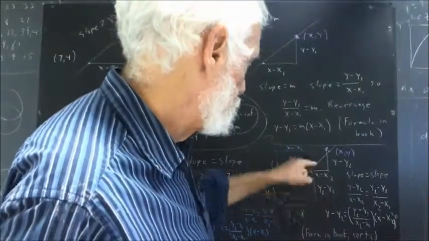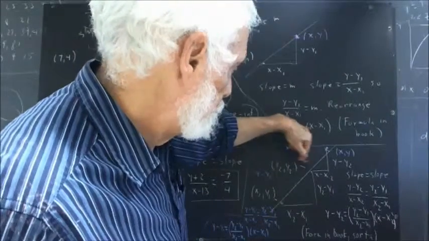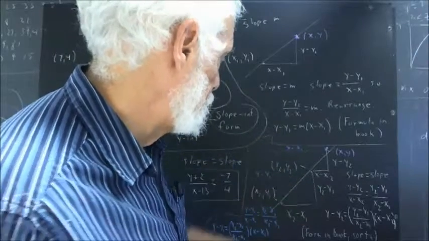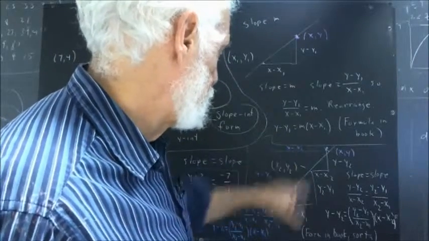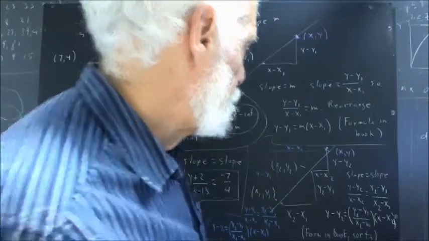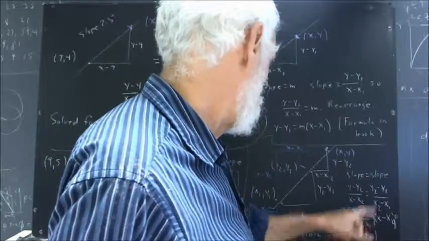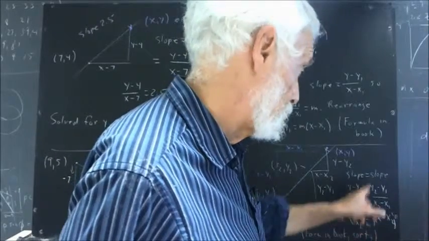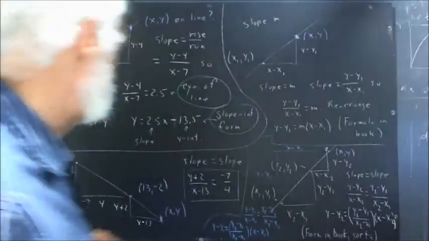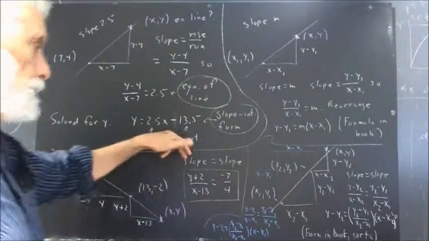We construct this triangle. Clearly, the rise from this point to this point is y2 minus y1. The run from this point to this point is x2 minus x1. So the slope is y2 minus y1 over x2 minus x1. So there's our slope. Now we're going to do a slope equals slope, much like we did here.